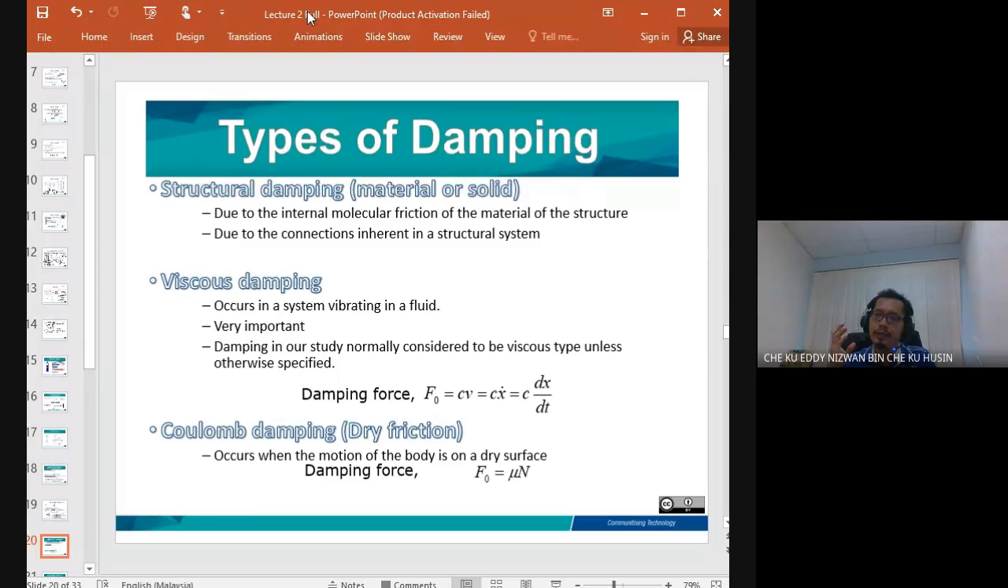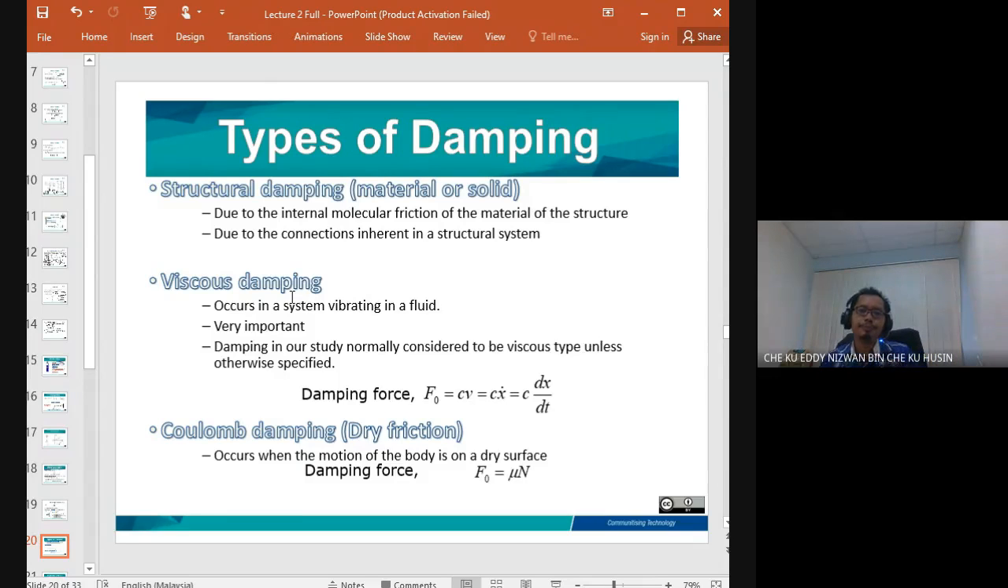The damping is mostly dominated by the structural damping inside the cantilever beam itself. That damping creates resistance, a damping force, to reduce the vibration level. That's why in this kind of system, the amplitude will decay as time increases, and after that it stops. That's due to the damping.